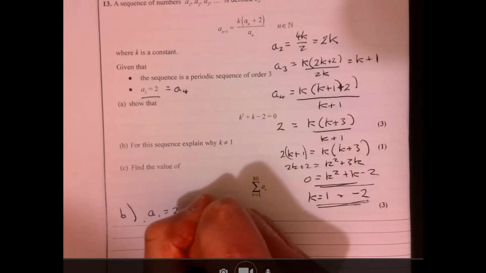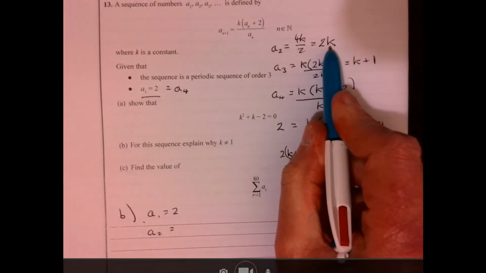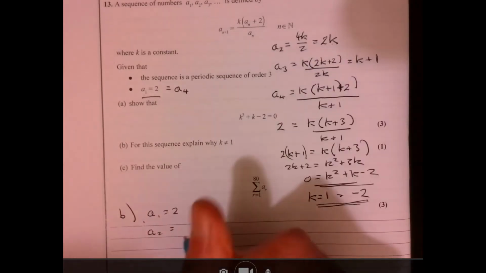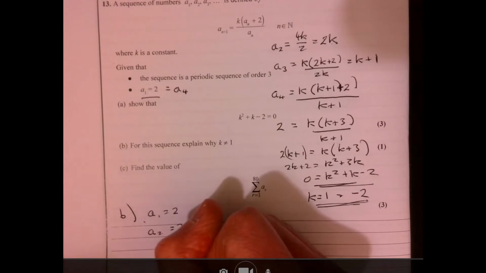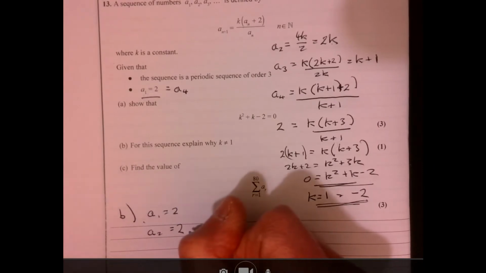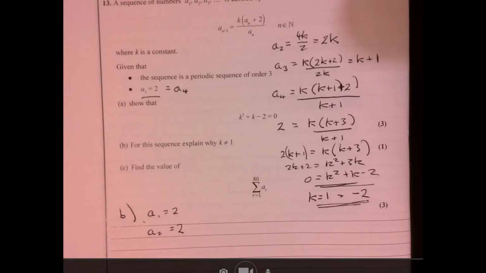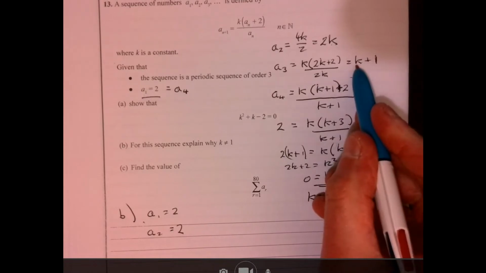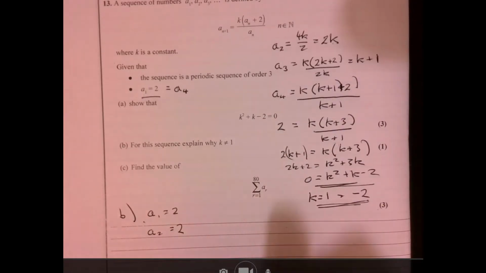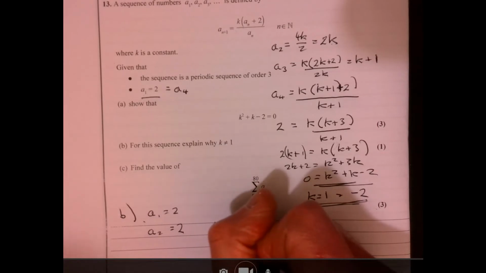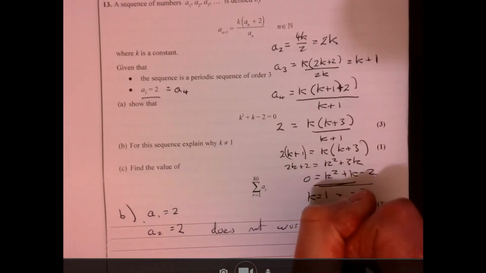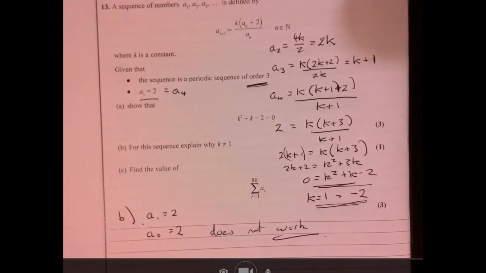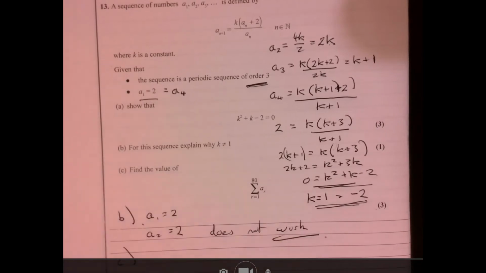Well, let's look at A2. If I put k equals 1 into there, A2 is going to be 2 again, and then it's going to carry on in the same way. A3 is k plus 1, so that's 2. So it doesn't work. It does not work. It hasn't got an order of 3.